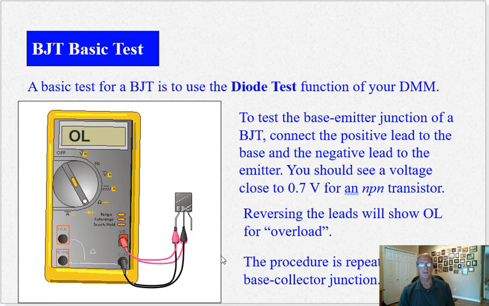And this is what I was talking about earlier about the diode test for your DMM, digital multimeter. For an NPN transistor or PNP, you can use either one. You connect it up and put the meter on the diode test, okay? And you should get 0.7 volts. And then reverse the leads and you should see an open circuit. Okay. All right, that's it for today.